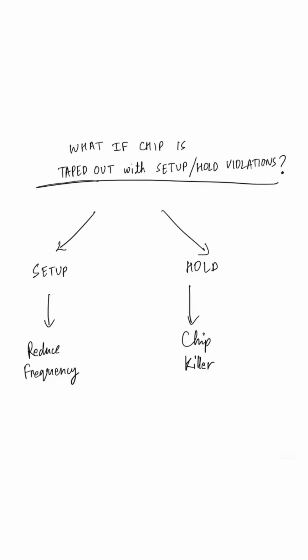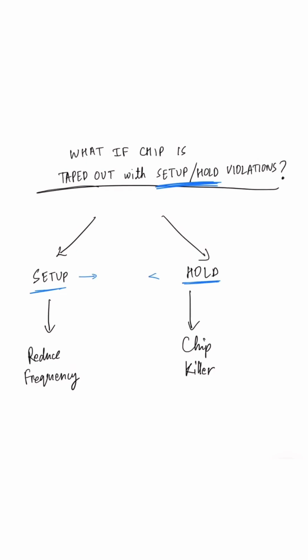A commonly asked question in interviews is, what happens if your design is taped out while there are still setup and hold violations in the design? And the answer is, if we have a setup violation or a hold violation in our design and we tape it out and it gets manufactured, either or both of these violations will cause a chip to fail to function properly.